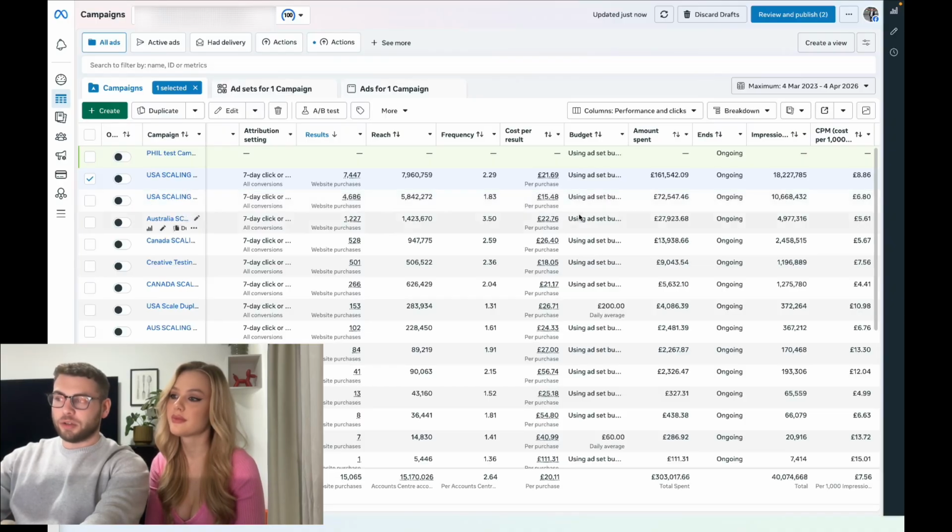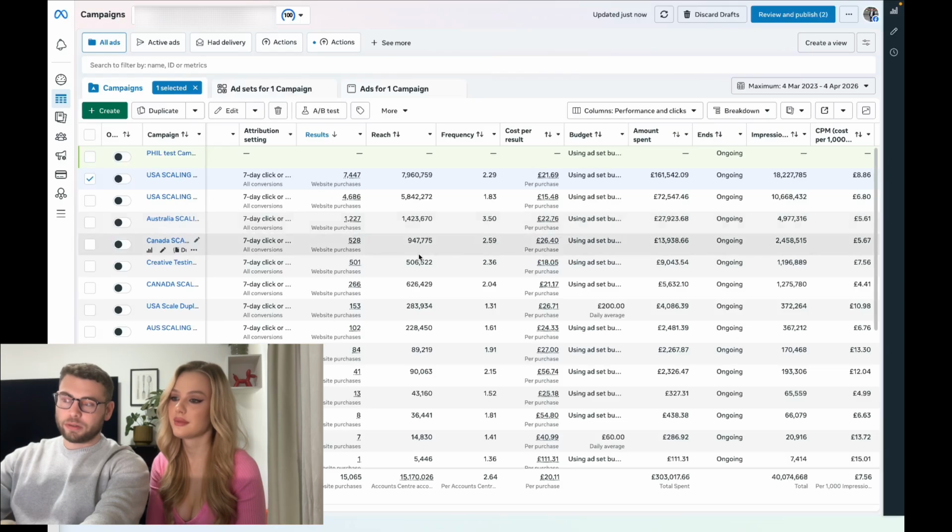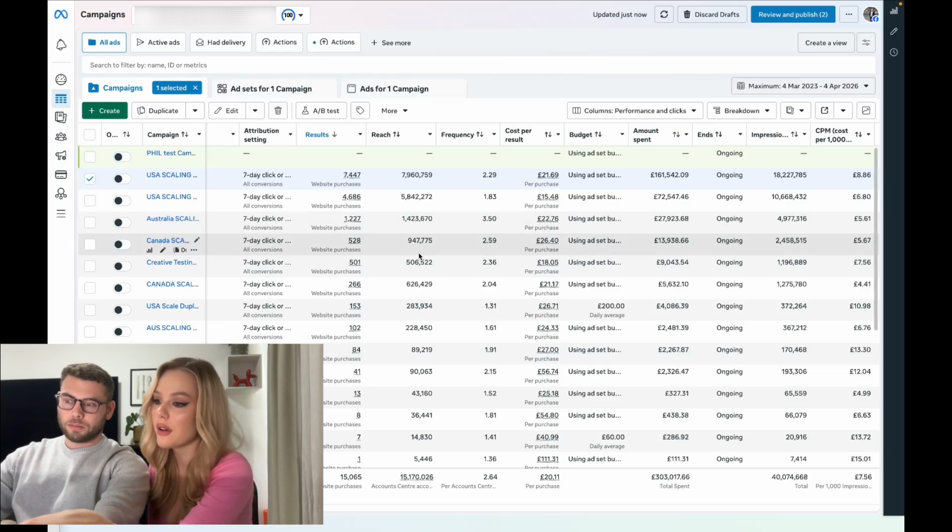However, we then entered the Australian market and we managed to get £22 per purchase, and also we tested the Canadian market and we got a £26 per purchase. So I can see here in USA testing you have $111 per purchase. Is it good result?